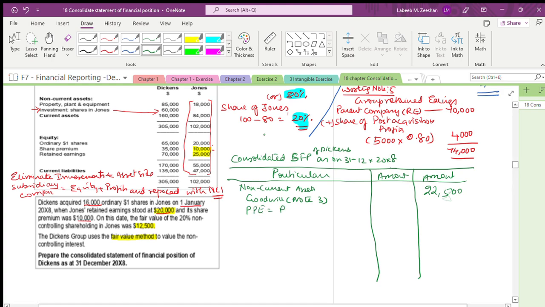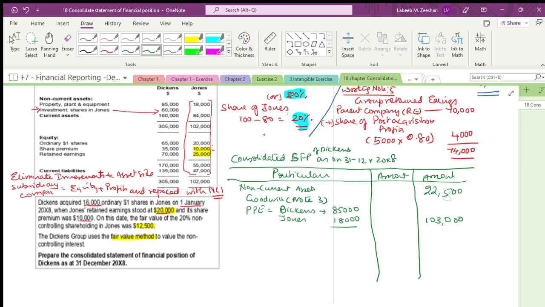P, how much is it? How much is for Dickens? Dickens is 85,000. Jones is how much? 18,000. We are not doing anything else. The total, how much will we get? 103,000.